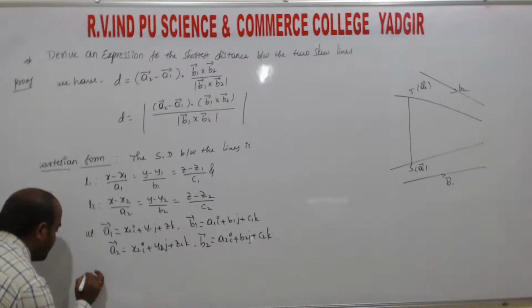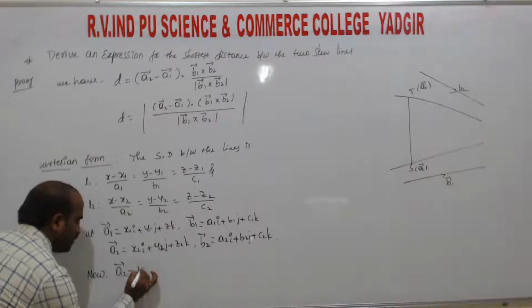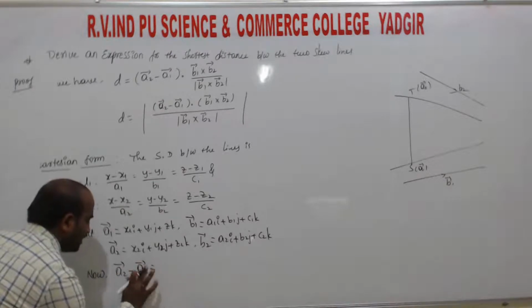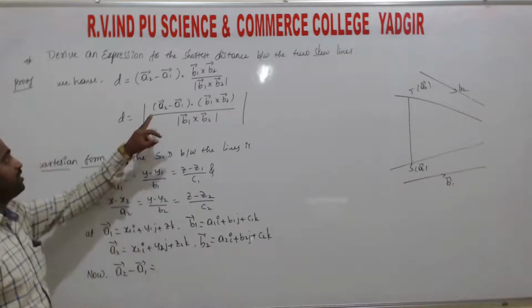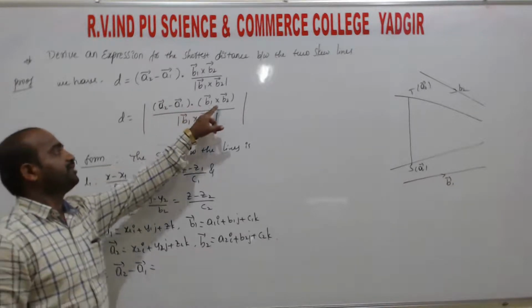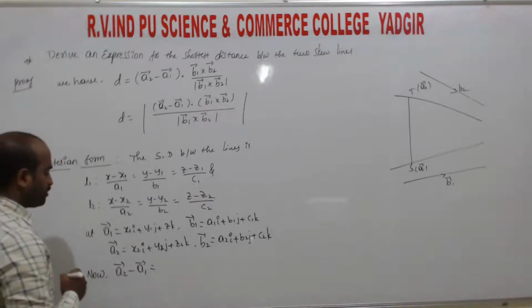First we have to find A2 minus A1, because the vector form is A2 minus A1 dot B1 cross B2.